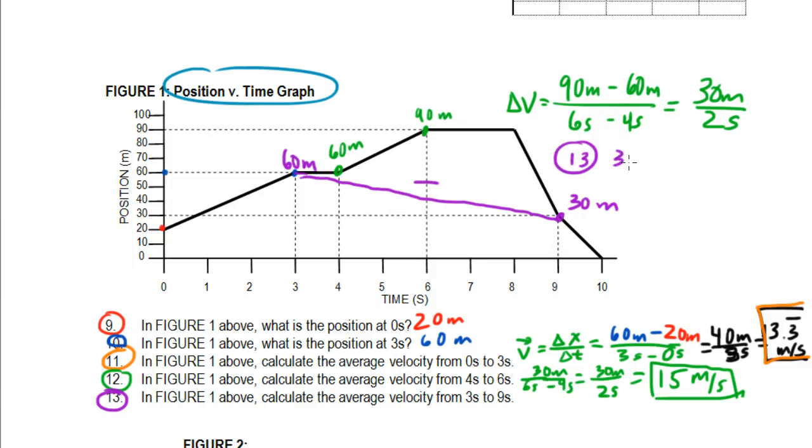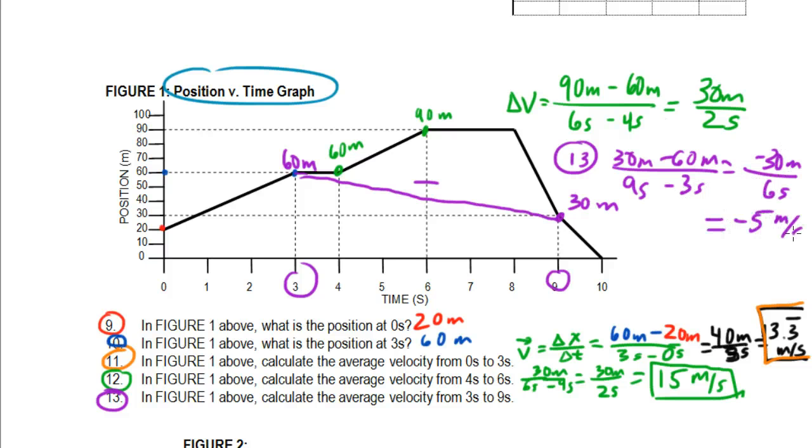Number 13 is going to be 30 meters minus 60 meters, all divided by 9 seconds minus 3 seconds. So this is going to equal negative 30 meters divided by 6 seconds, which equals negative 5 meters per second. And that's your answer to number 13. All right. Good.